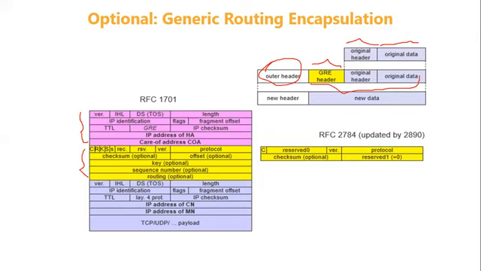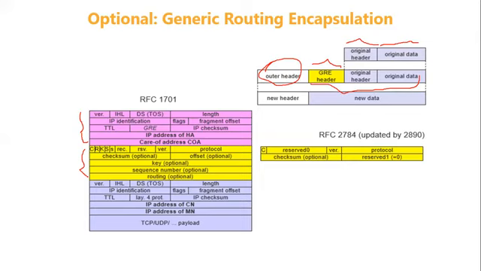The checksum field is valid only if C is set, and the offset field is valid only if R is set. Only if C is set, the checksum field is valid. Similarly, only if R is set, the offset field is valid.